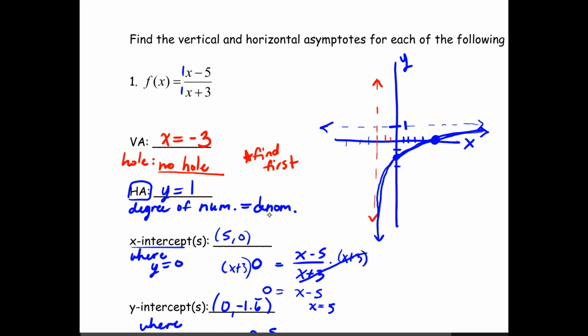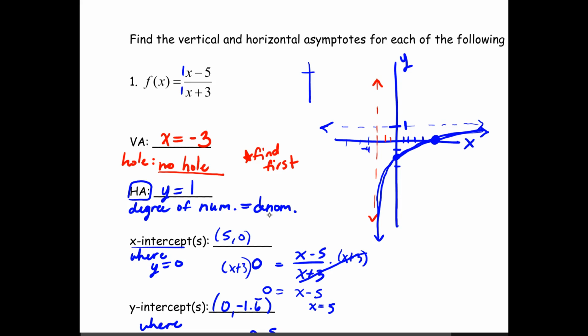I don't know if it's always reflective. It's a good way to think about it, but it's not always reflective. Probably the best way is just to plug in a number into your table. So what would you plug in to determine the behavior over here? Maybe like an x value of negative 4.